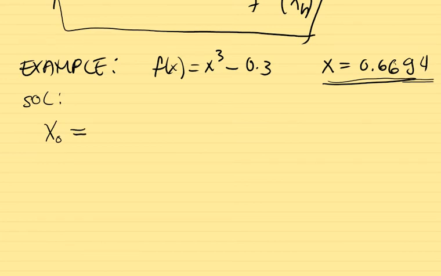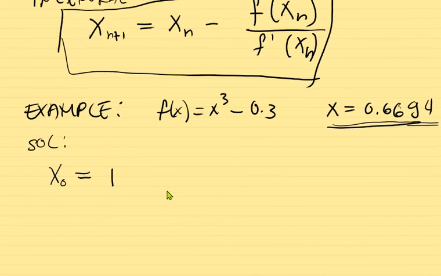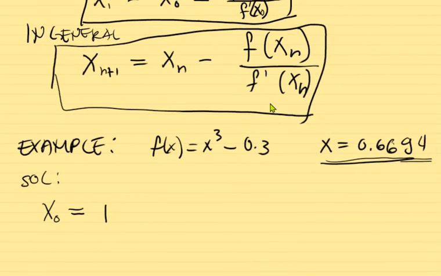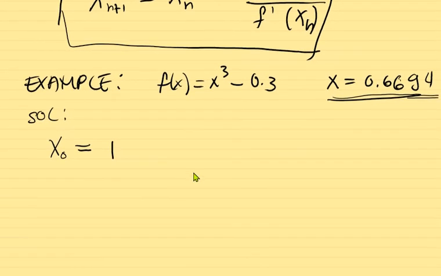So that's the first step. What is our initial guess? We know that the root is 0.6694, so we can put our initial guess to be equal to 1. We cannot use 0 as our initial guess. Why? Because if you look at the equation, here we have f prime of xn. When this becomes 0, then our calculation will be a number divided by 0, which is undefined, and we cannot do that. So we use x0 equal to 1 instead of x0 equals 0.